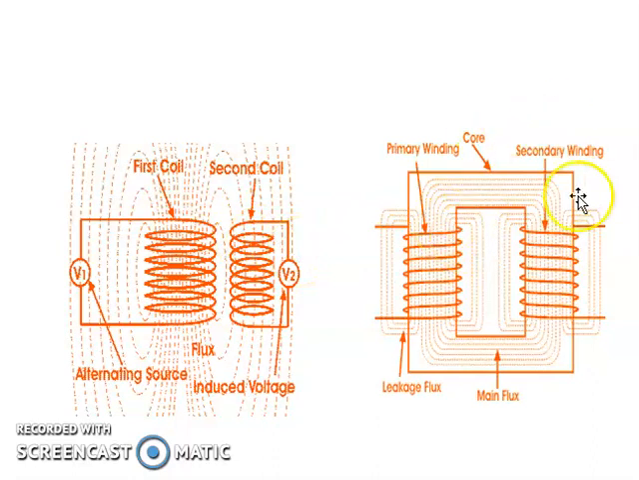This is more clearly shown in this particular part. This is called the primary winding. This is the core of the transformer. This is the secondary winding, and this is the primary winding. This is the leakage flux only through the first primary coil. This is the flux which links the secondary coil also, so this is called the main flux. This is the flux which is created only due to the secondary winding.